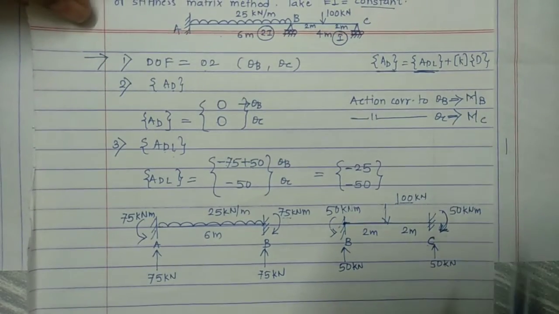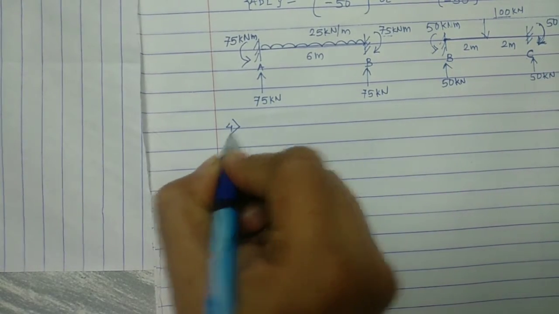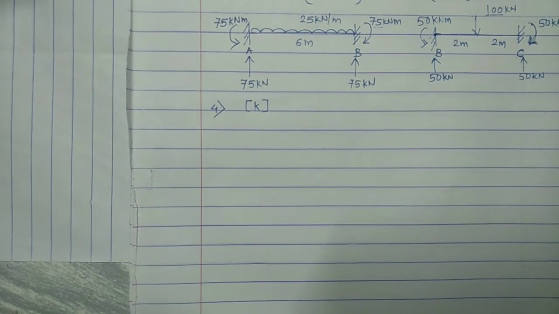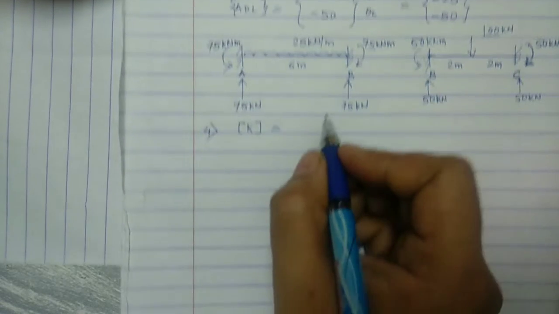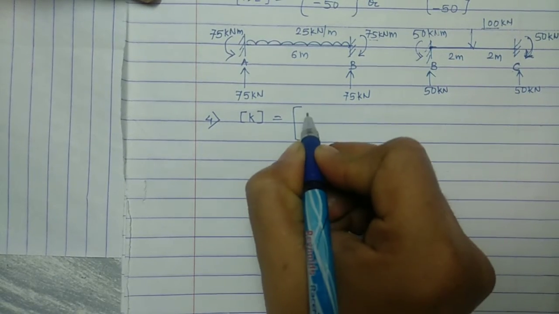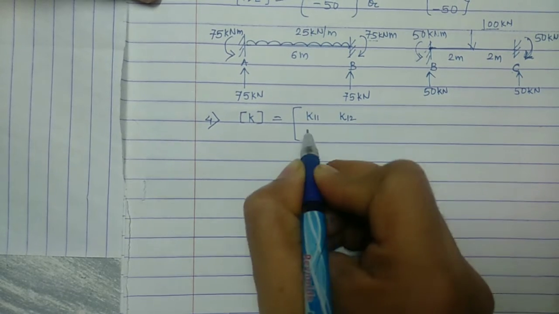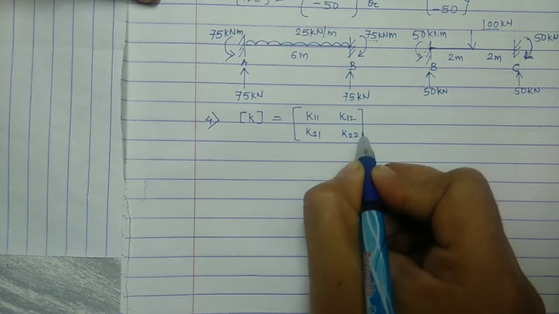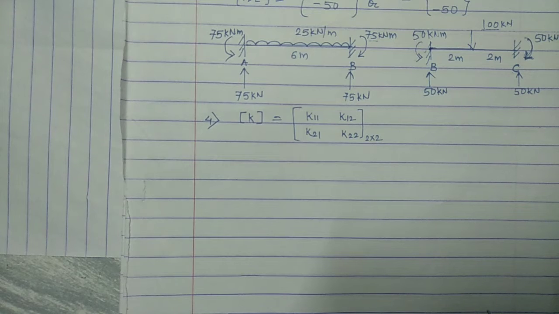Now next, that is this K. So here step number 4, determination of stiffness matrix K. As the order of degree of freedom is 2, the order of this matrix will be 2 by 2. It will contain the elements K11, K12, K21, K22. Order will be 2 by 2, 2 rows and 2 columns. So here we will calculate this.